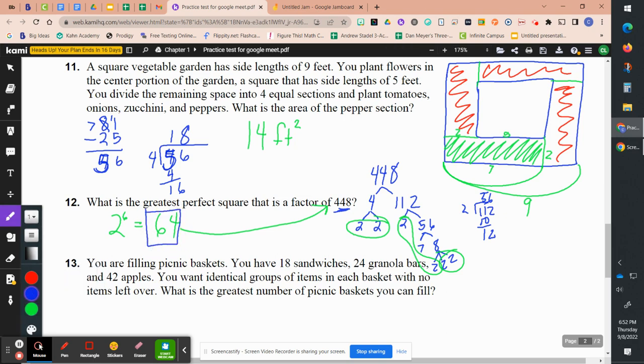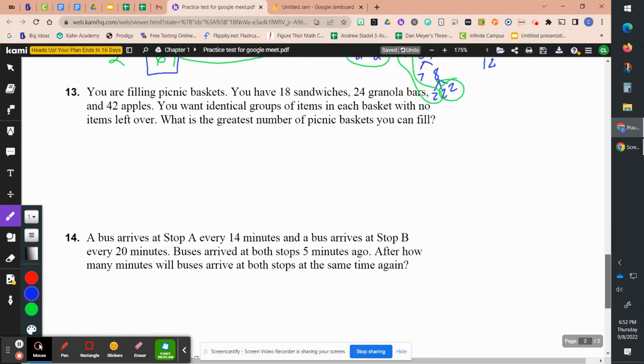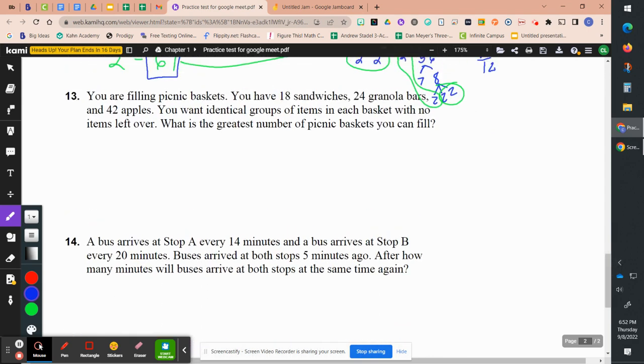And then the next question looks really familiar. This one looks like a greatest common factor question. You're filling picnic baskets. You have 18 of these, 24 of those, and 42 of these. What is the factor that is the smallest, or not smallest, the biggest factor that they all have in common, so that we can get as many picnic baskets filled as we can, but have every picnic basket be exactly the same amount of stuff, okay?